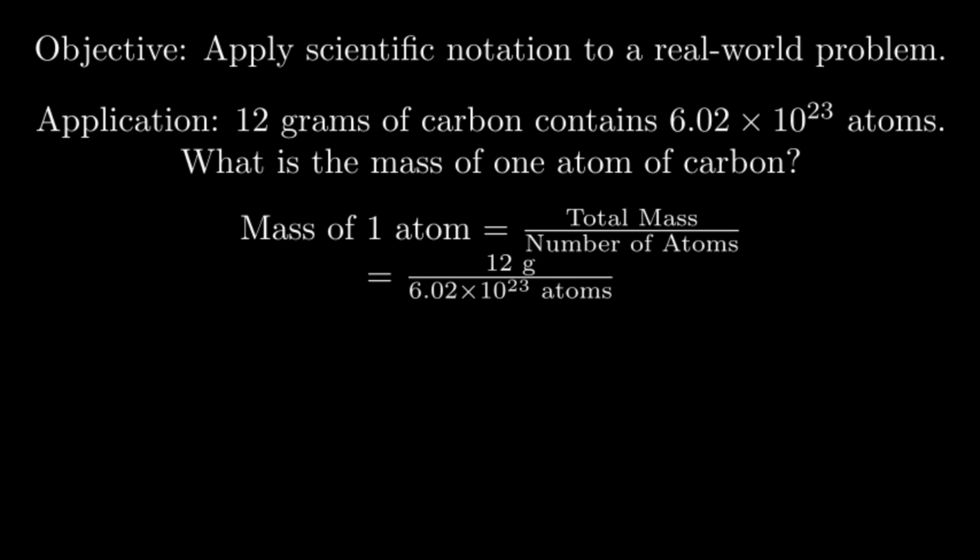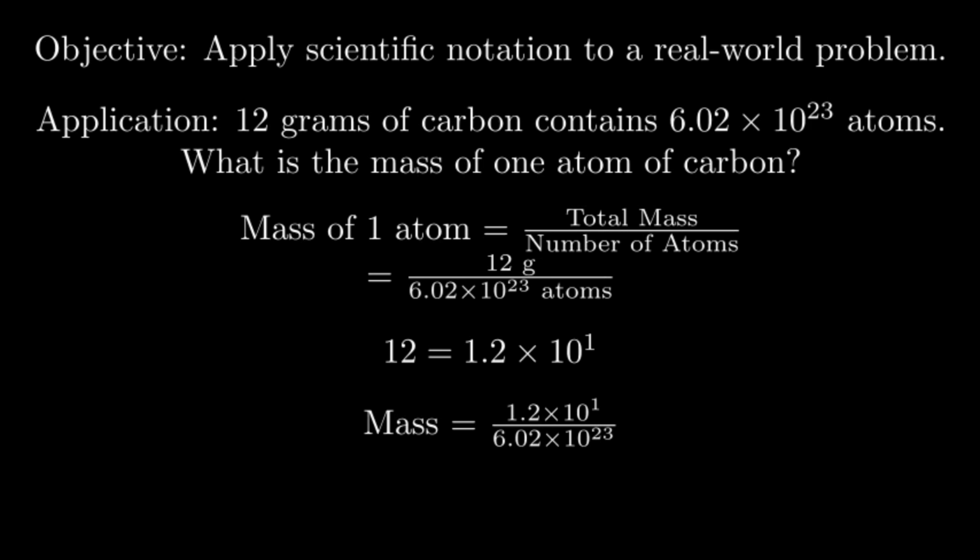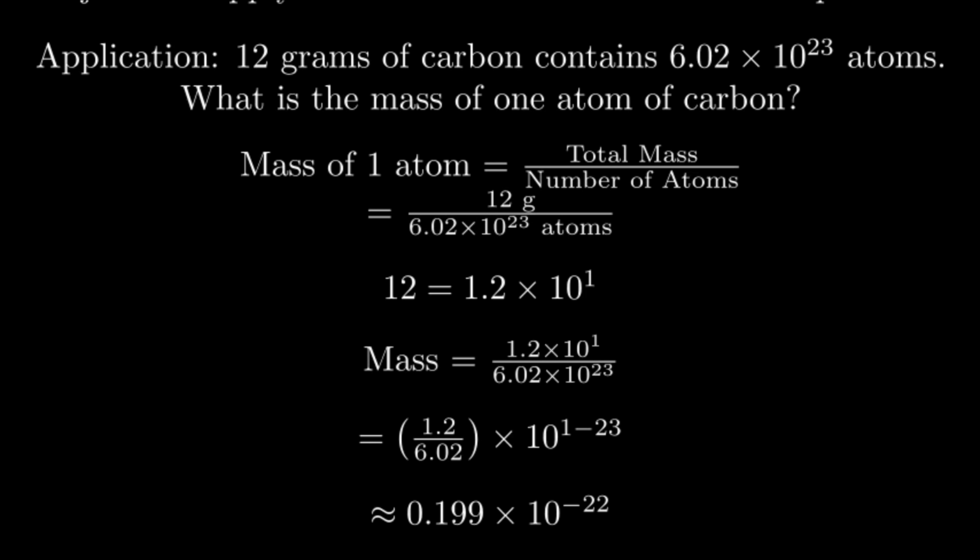To use our division rule, we should first write 12 in scientific notation. 12 is equal to 1.2 times 10 to the power of 1. So our division becomes 1.2 times 10 to the 1 divided by 6.02 times 10 to the 23rd. Now we apply the division rule we learned earlier. We divide the coefficients. 1.2 divided by 6.02 is approximately 0.199. And we subtract the exponents. 1 minus 23 is negative 22. This gives us about 0.199 times 10 to the negative 22.